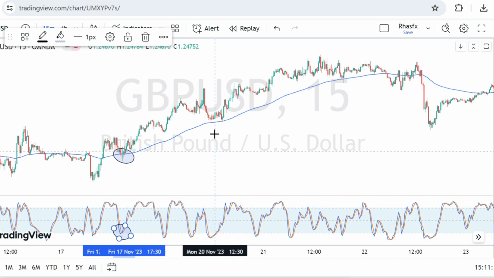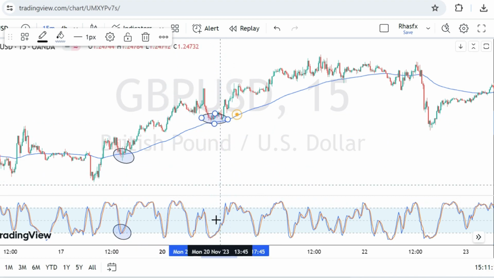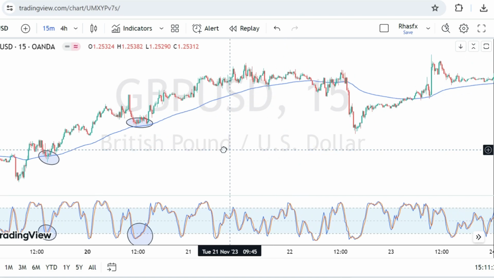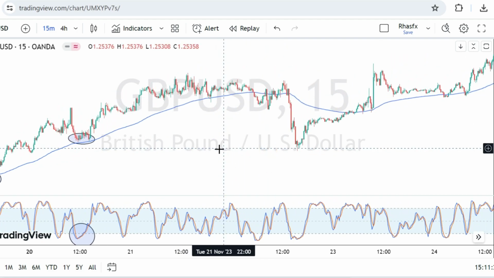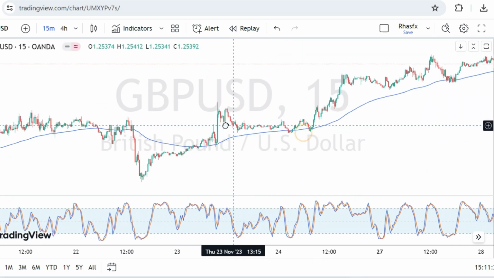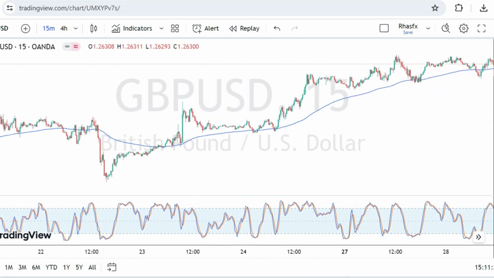Risk management. Implement proper risk management strategies. Set stop-loss orders to limit potential losses and determine position sizes based on your risk tolerance and account size. Backtesting. Before applying an indicator to live trading, consider backtesting it on historical data.